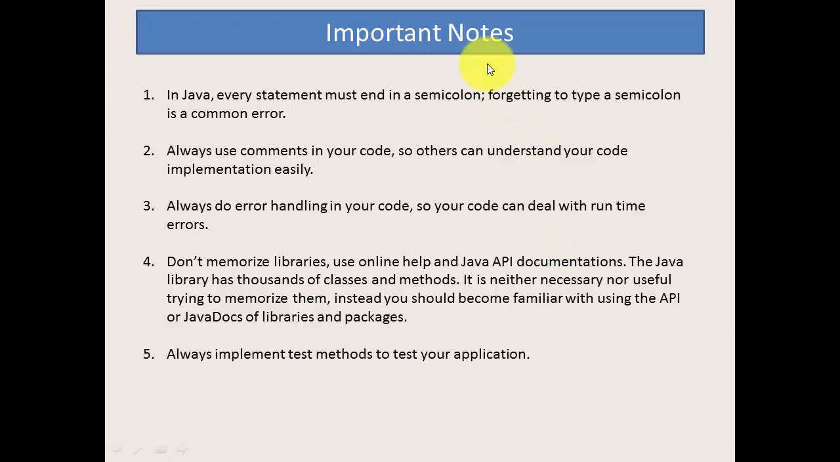Important notes in Java programming. In Java programming, every statement must end in a semicolon. Forgetting to type a semicolon is a common error. Always use comments in your code so others can understand your code implementation easily. That means when you define a function or when you define a module, you need to write a comment to explain the basic functionality of the module or the function. Always do error handling in your code so your code can deal with runtime errors.